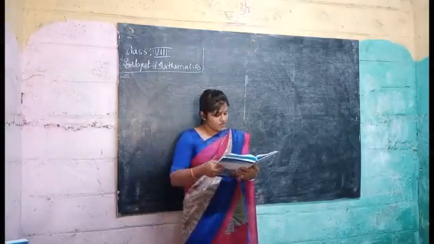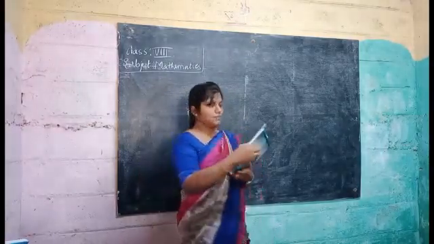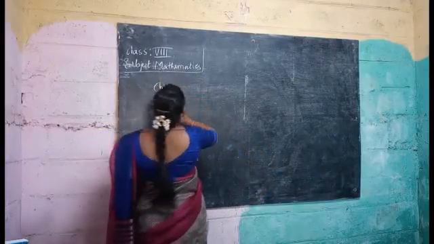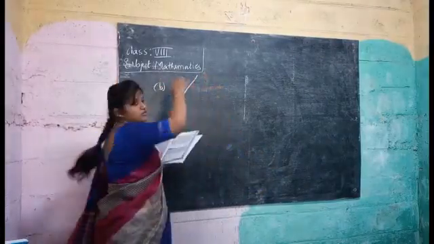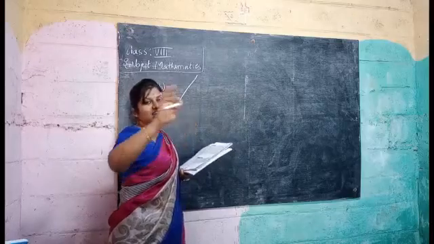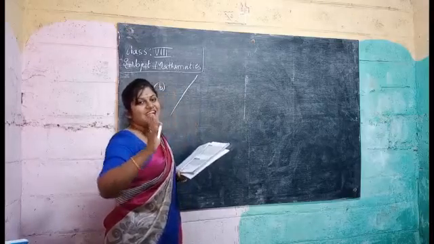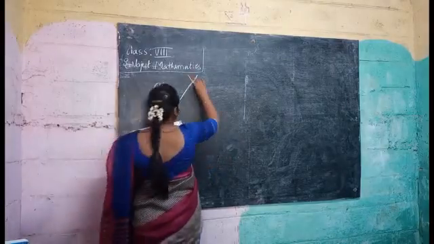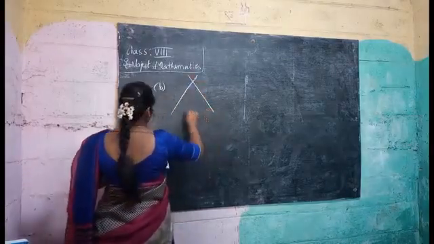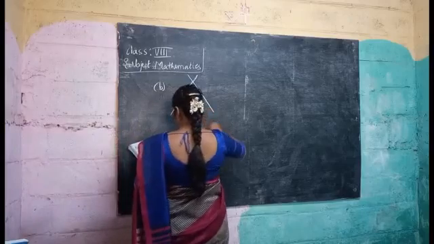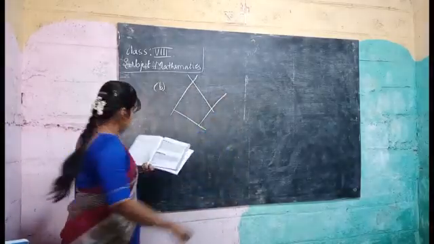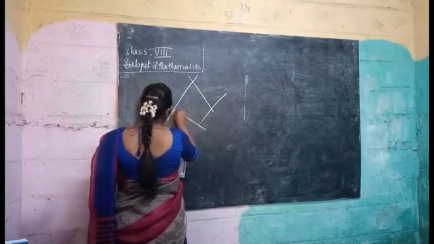Okay, now we'll solve the second problem. B1, they have given a picture like this. They have given four lines crossing. They are cutting and they are forming a quadrilateral. Okay, they have given a picture like this and they have given some of the angles here.